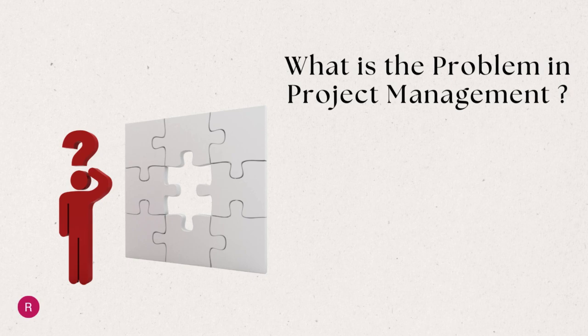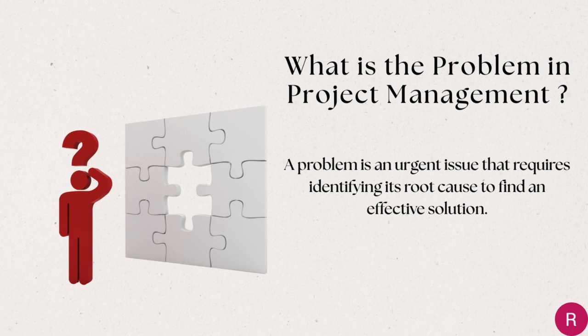So the first one is, what is the problem in project management? Whenever we would love to deliver the project to the community members and their target community, we need to understand what the community problem is. Here, a problem is an urgent issue that requires identifying its root cause to find an effective solution, because the project we are doing is actually giving a solution to the community. It can be any solution, according to the different circumstances they are facing.